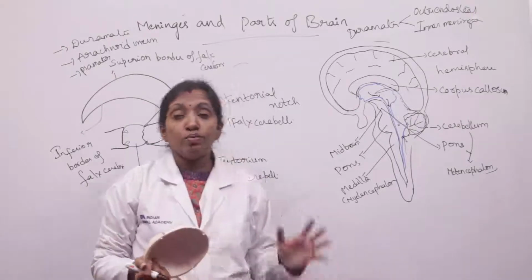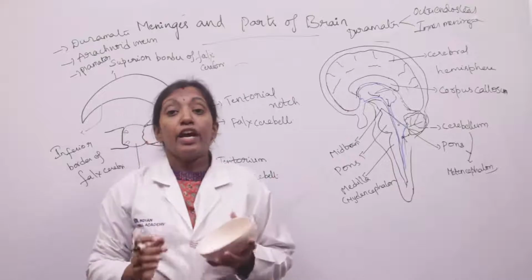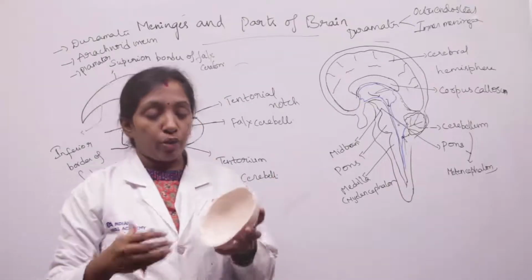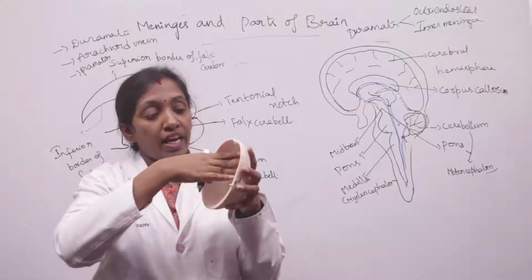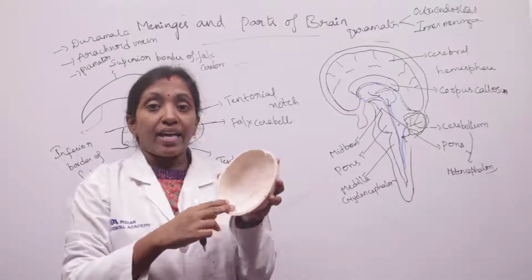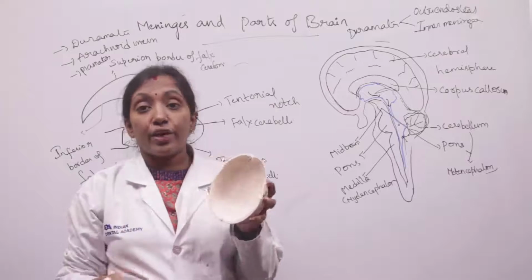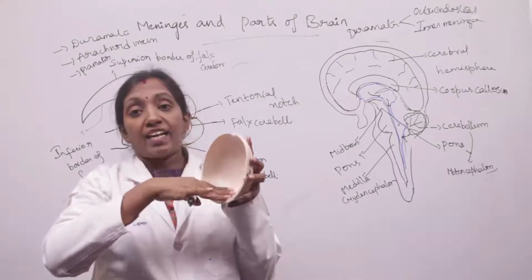Coming to the outer endosteal layer, it forms the endocranium of the bone. It forms the inner periosteum. It is closely attached to the bone.